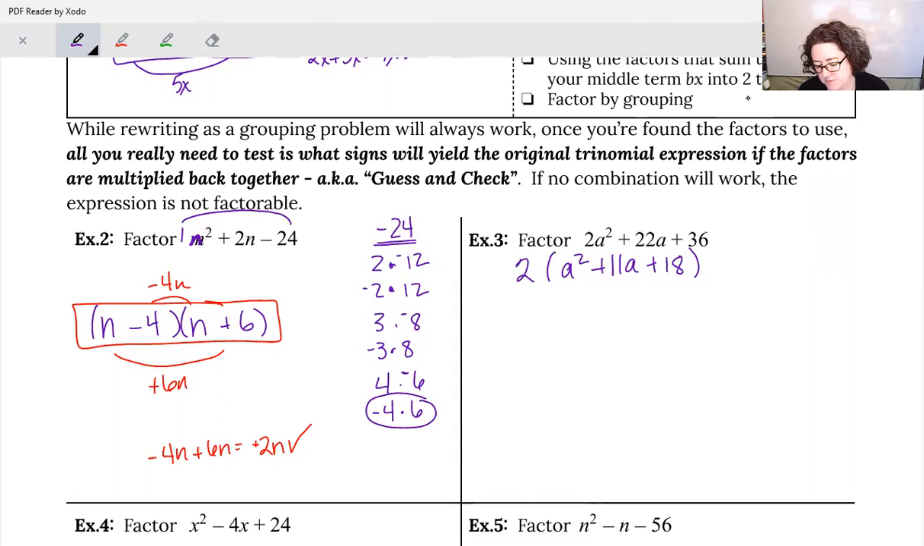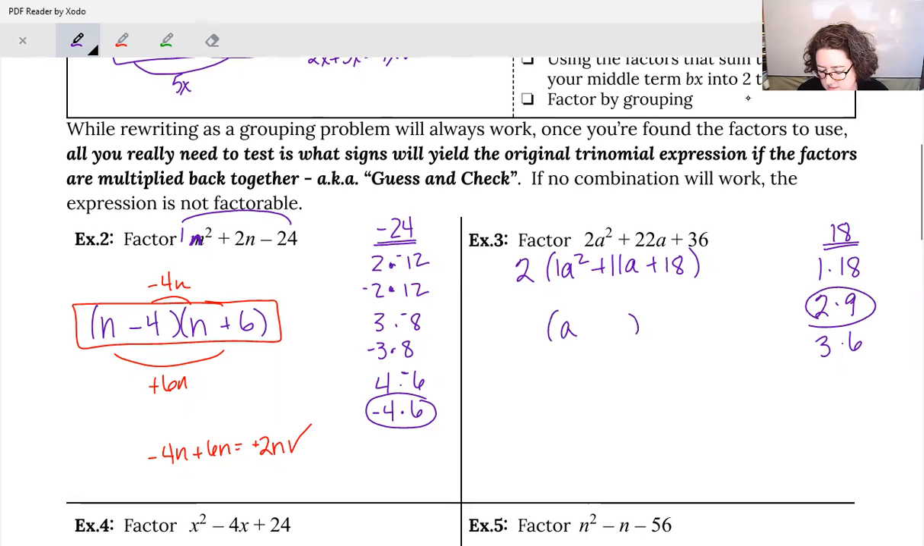So again, let's brainstorm. We don't have to worry about negative signs on this one. So 1 times 18. Brainstorm on your different factors. Everything's positive, so less to list out. We could do 1 times 18, 2 times 9, or 3 times 6. Which one of those is going to give us a middle term of 11 when we add them together? Yep, 2 and 9. So let's check it.